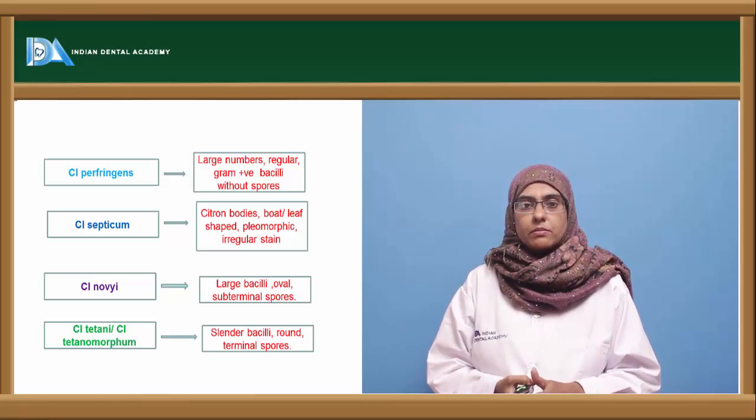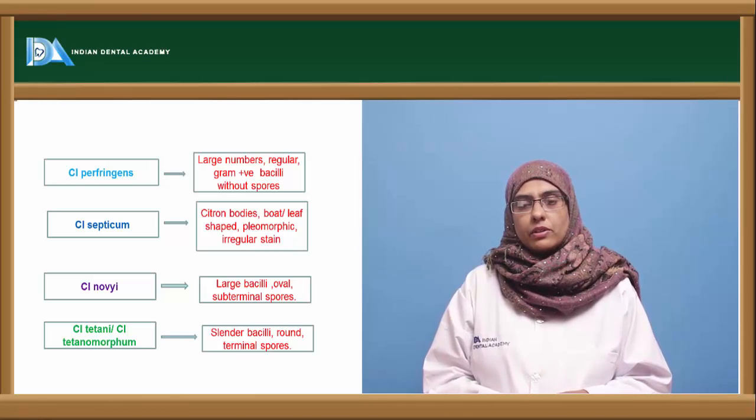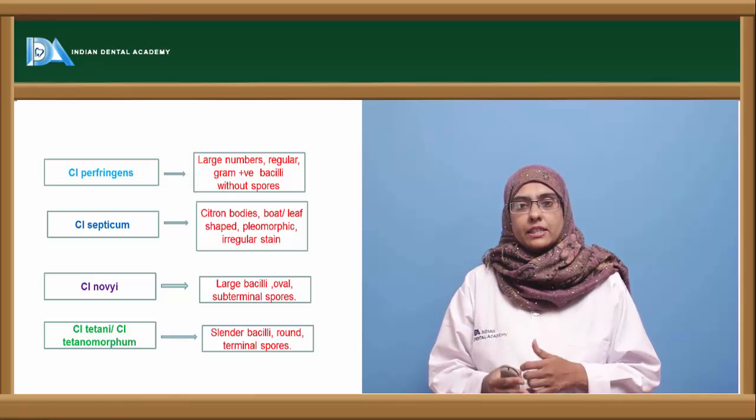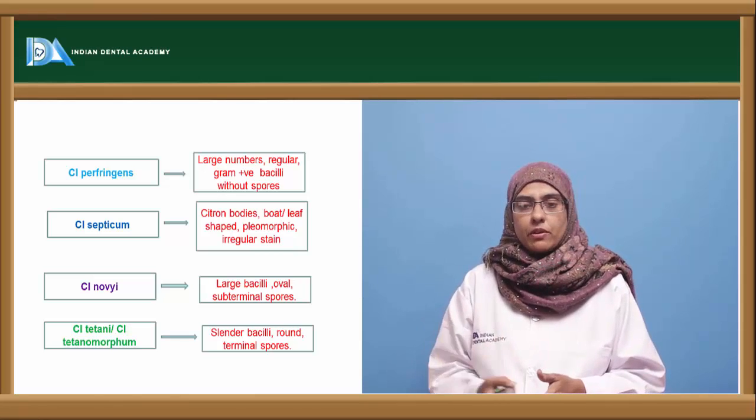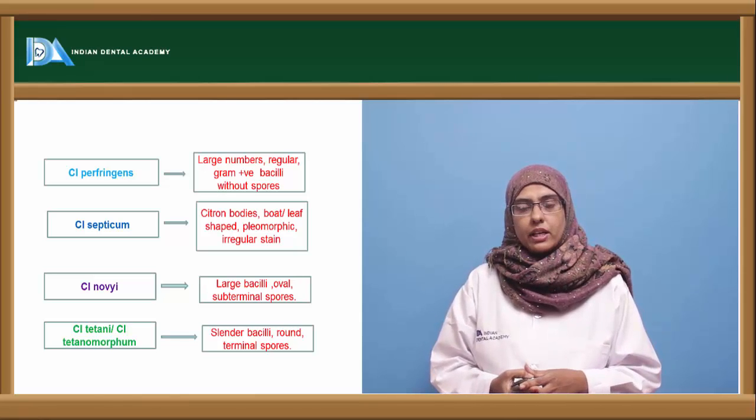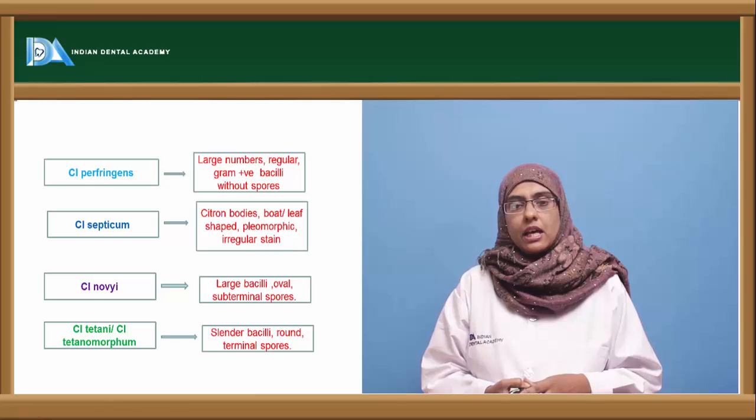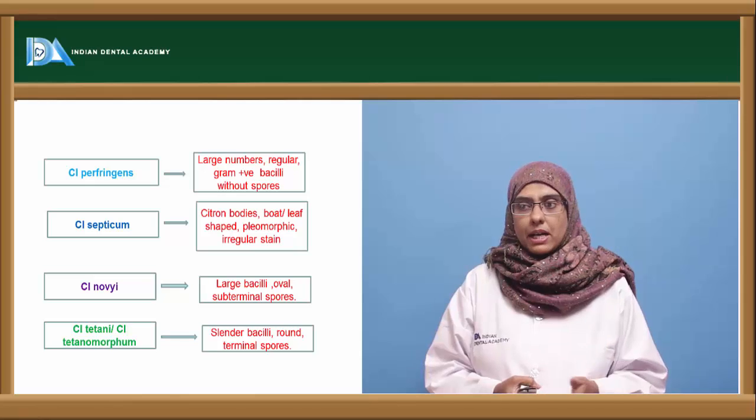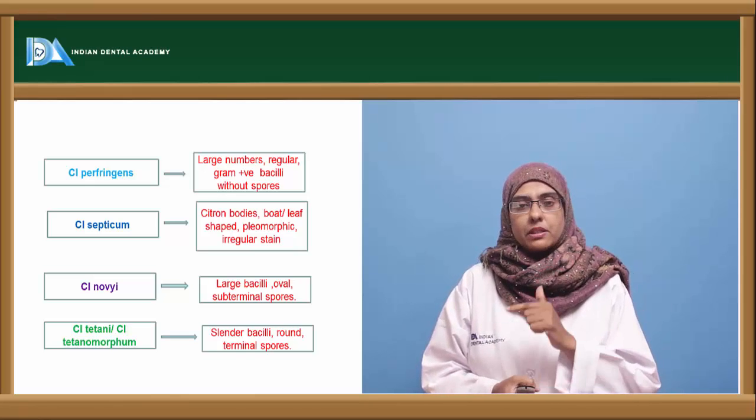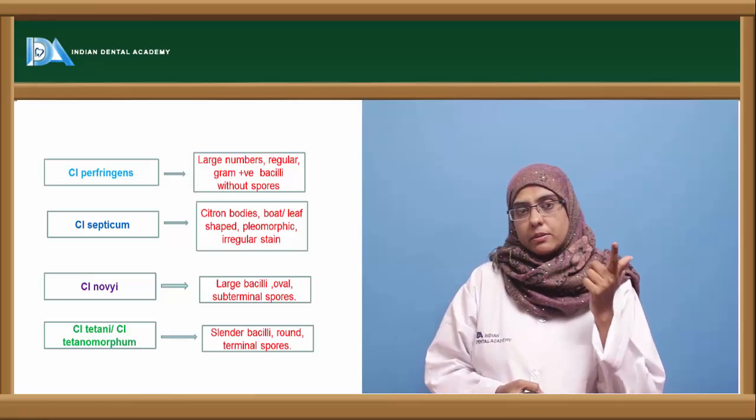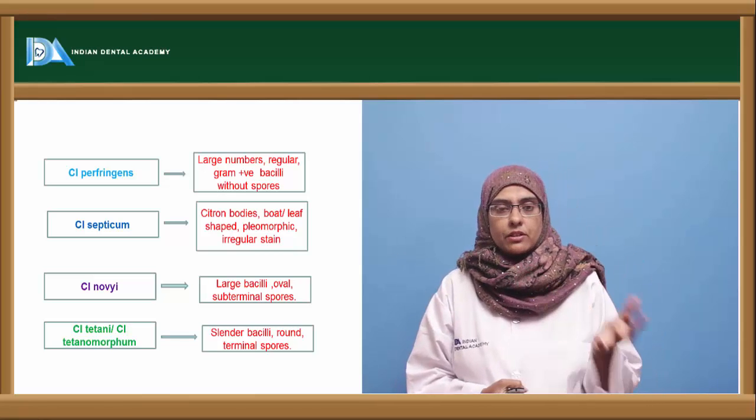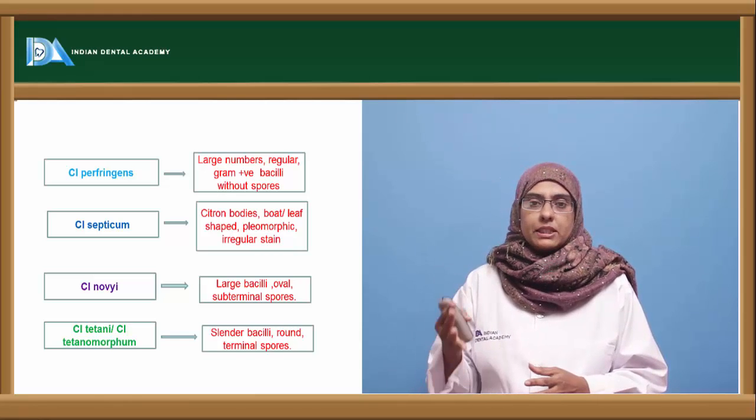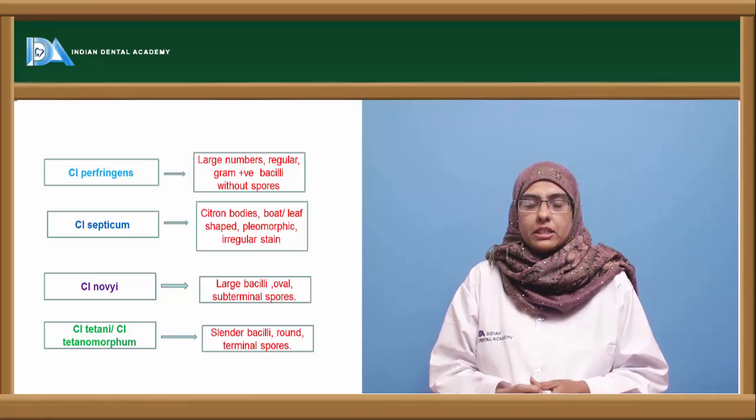Next is Clostridium septicum. On gram staining, the morphology can be identified as they show citron bodies, leaf or boat shaped structures, and they stain irregularly and are pleomorphic in nature. Next is Clostridium novyi. Again, this organism involved in gas gangrene can be identified in the gram staining based upon its features, that is, they show large bacilli, they are oval, and subterminal spores are usually seen. So in Clostridium perfringens, absence of spores is indicative of the organism, and in case of novyi, the subterminal spores can be seen in the gram staining, and they can be identified as Clostridium novyi.